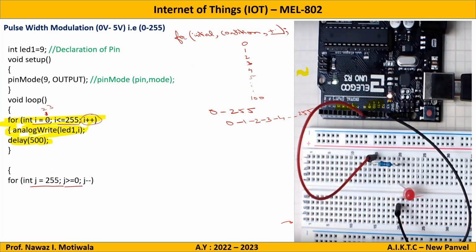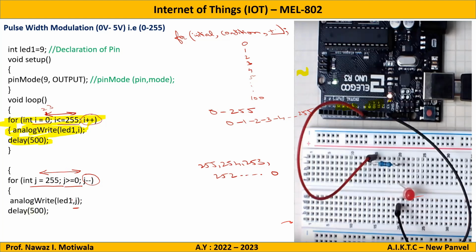What we have written in the first loop: start from 0, go to 255. Here I am writing start from 255 and go up to 0, decrementing in steps of 1, j--. So first it will be 255, then 254, then 253, then 252 and so on, until it goes to 0. And till this condition is active, we have to write here analogWrite(LED1, j). Whatever j value will come, it will take from here, and at that particular condition the LED will glow at that particular voltage.